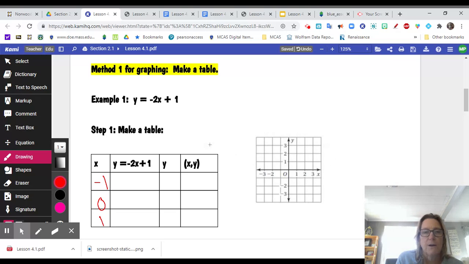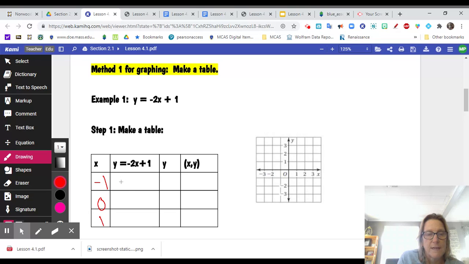That could depend on the equation itself. Also, taking a look at the graph. This graph is small, not in the sense of size, but it only goes from -3 to 3 and -4 to 4. With that in mind, I can't choose like 5 as my input. I'm going to get too big of an output. So looking at the graph, looking at the equation helps us make our decision.